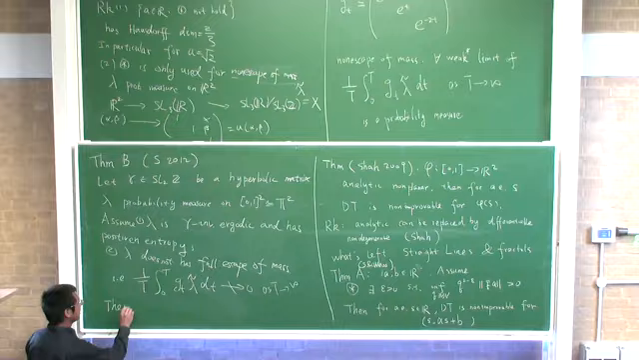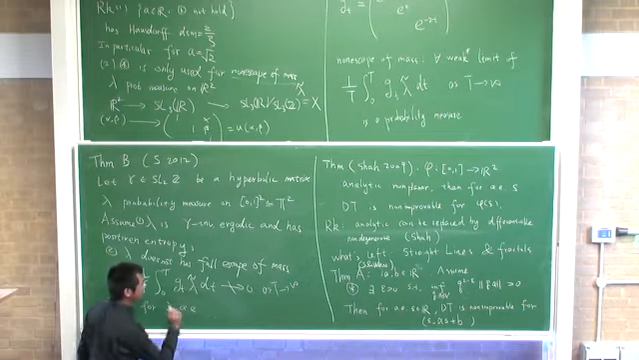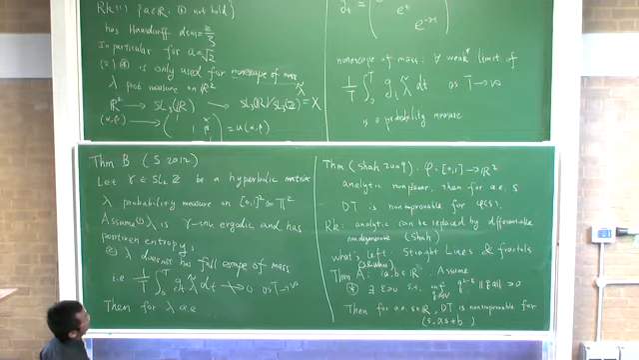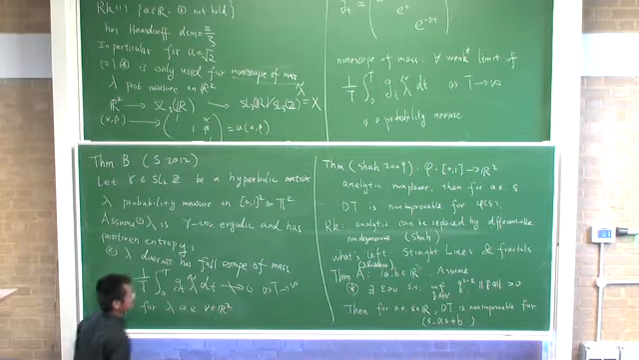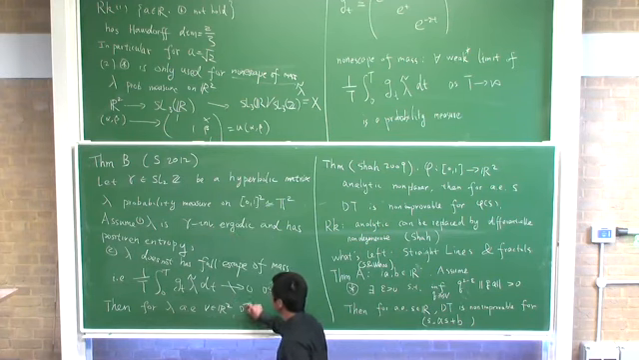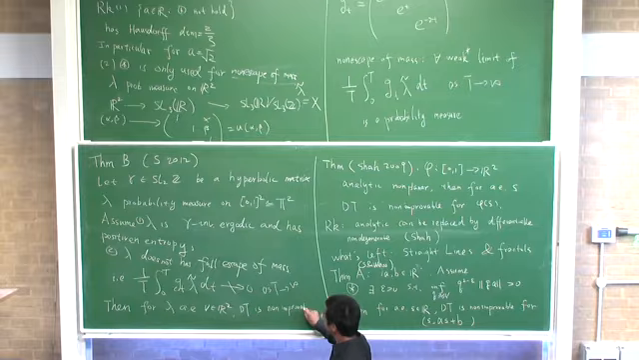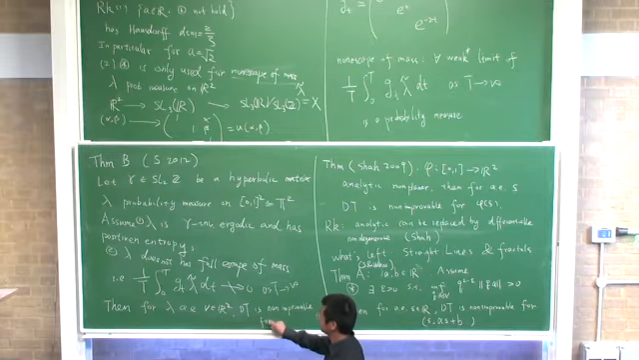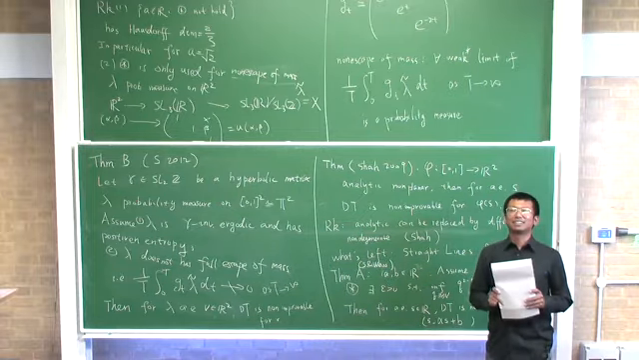Then, for lambda almost every vector v, we have that Dirichlet theorem is non-improvable for v.